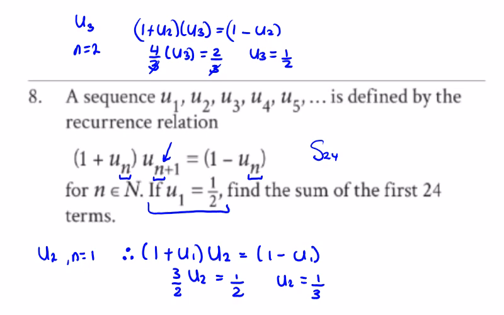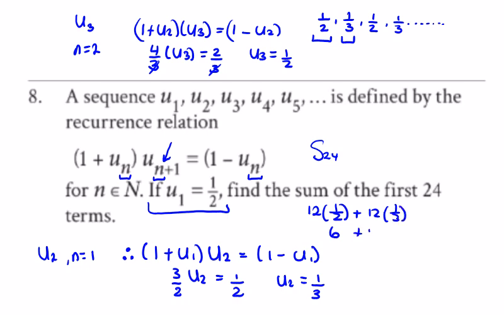Now you could double check here. It looks like it's recurring. I'm pretty sure that it does. It starts as 1 over 2, then goes 1 over 3, then goes back to 1 over 2. And if we start again, we're going to get 1 over 3 again, obviously. And the sum of the first 24 terms means we'd have 12 of these and 12 of those. So 12 times 1 over 2 is 6, plus 12 times 1 over 3, which is 4, is equal to 10. Just take your time with these, they're not that hard.